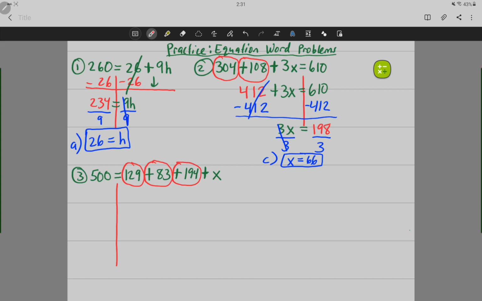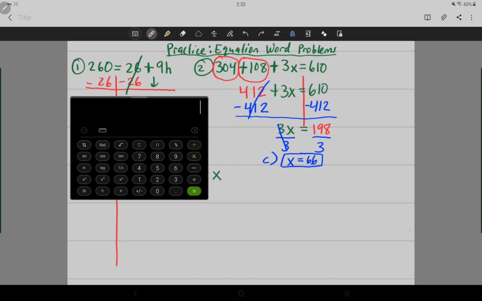So just going back to number 2, for example, that's why I circle the 304 and the positive 108, but I cannot circle the 610 because that's on the other side of the equal sign. So that's why we also draw the line. So let me get rid of that. Same thing here. This 500 is not a like term with the 129, the 83, and the 194 because it's on the other side. It's on the left side of our equation. So that's not a like term.